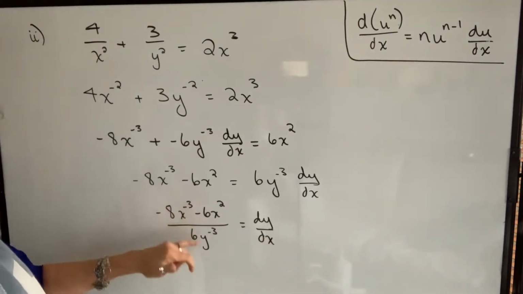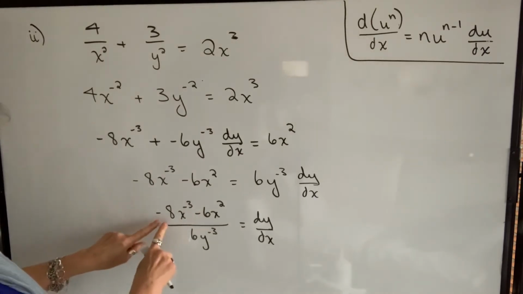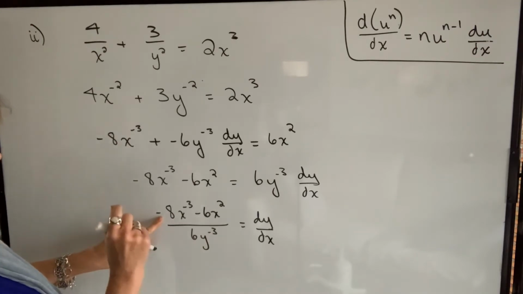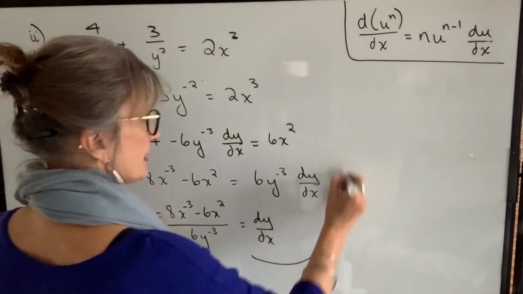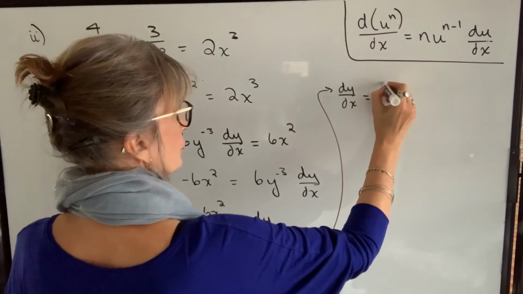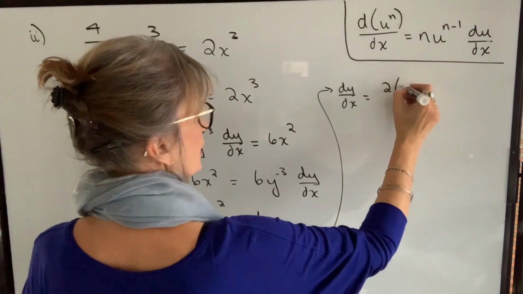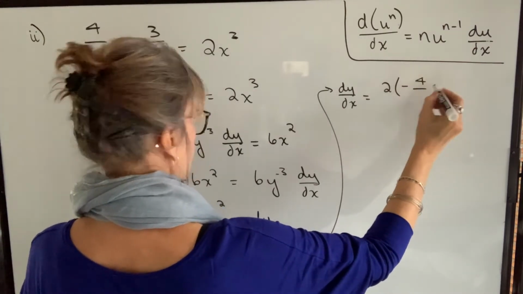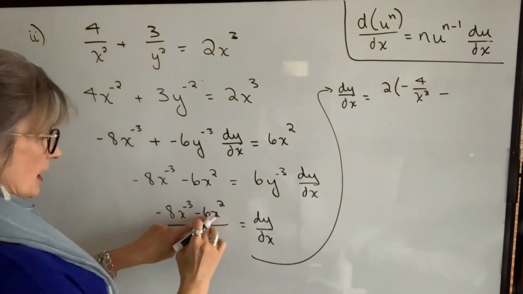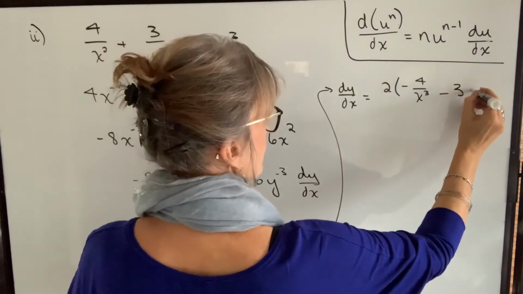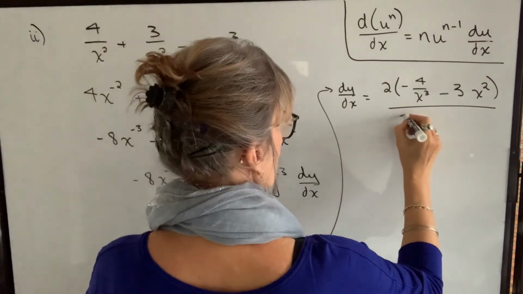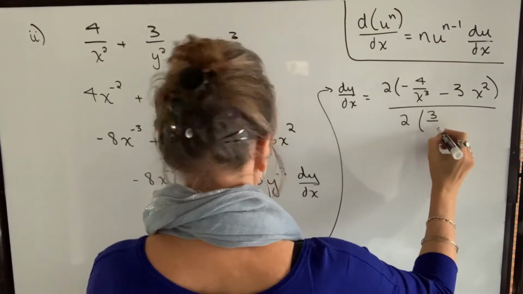I don't like those negative exponents. I can also factor out a 2 from the numerator, and then I can cancel it with a 2 from the denominator. So what I'm going to do, I'm going to do a couple of things in one step. I'll factor out a 2, and then I'll write that as negative 4, and then instead of x to the negative 3, I'll write it over x cubed. Minus, when I take a 2 out, I'm left with 3x squared. My denominator will be 2 times 3 over y cubed.